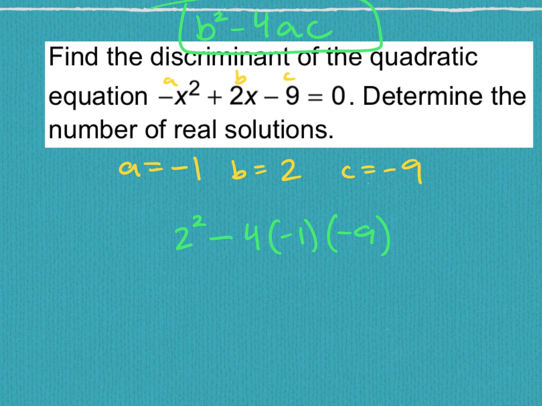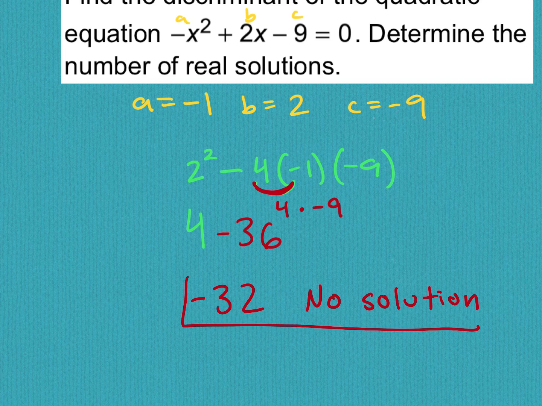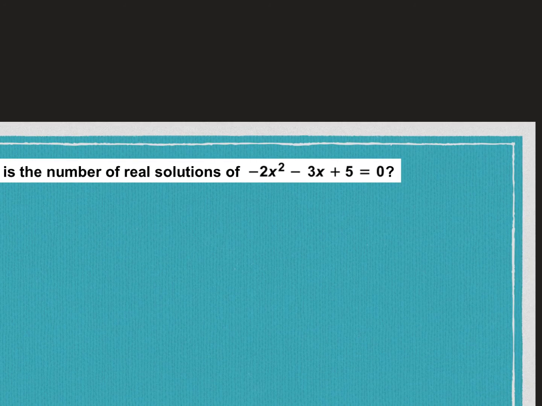What is 2 squared? 2 times 2? 4. Then I have negative 4 times negative 1. What's negative 4 times negative 1? Positive 4. And what's positive 4 times negative 9? Negative 36. What is 4 minus 36? Negative 32. So if my answer is negative, how many solutions do I have? No solutions. No real solutions here.